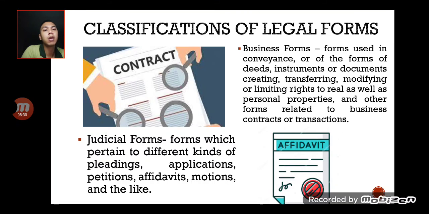So earlier, ang mga na-mention na mga forms belongs to judicial forms, which are forms which pertain to different kinds of pleadings, applications, petitions, affidavits, motions, and the like. So as I have said earlier, mga warrant of arrest, motion for reconsideration, affidavit of loss, affidavit of change name, and the like. So those forms are used or are under the classification of legal forms.